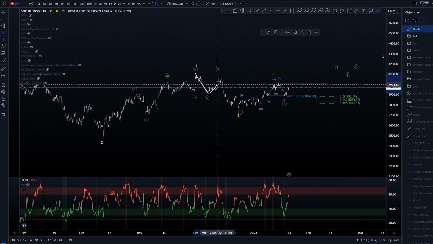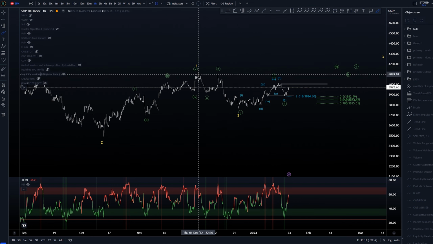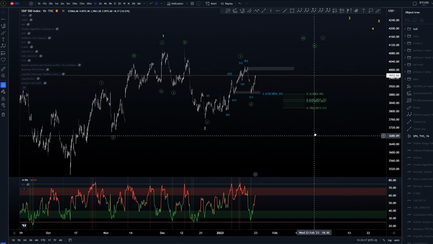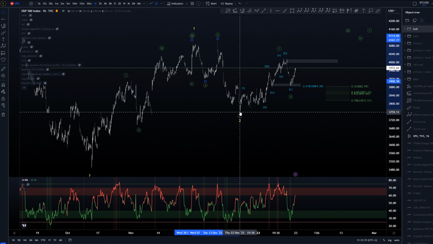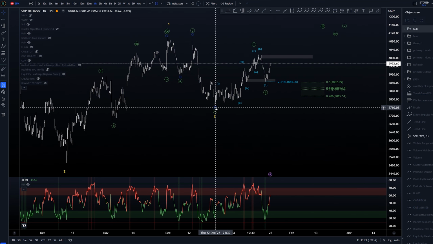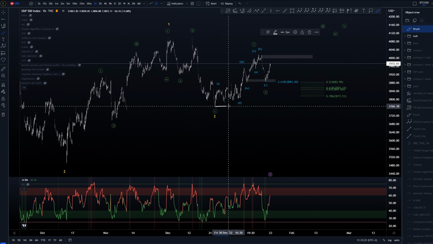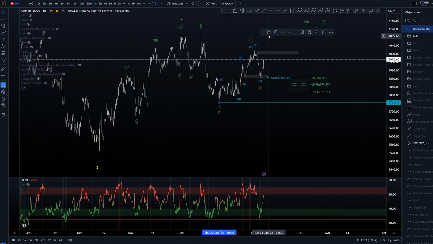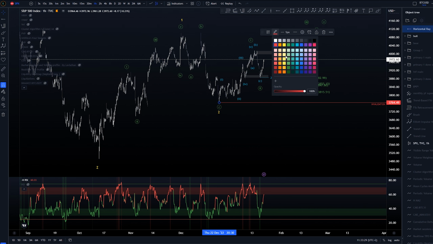In this scenario, A, B, C. So this would be an expanded flat. So again, if that is the scenario that is going to be playing out, we can't be taking out the lows here of wave 2. So this is the major invalidation level. Let's plot that out, and that would be 37.64.